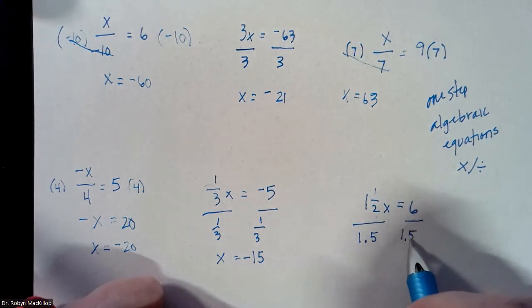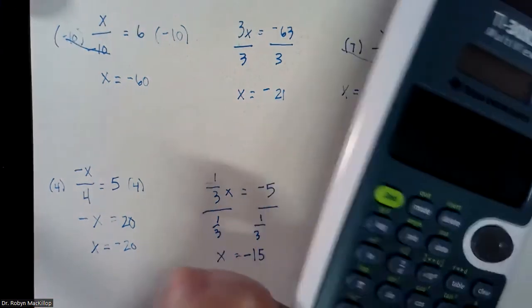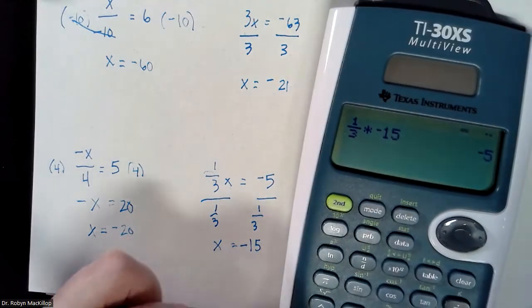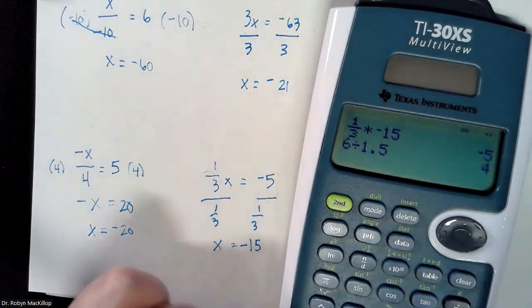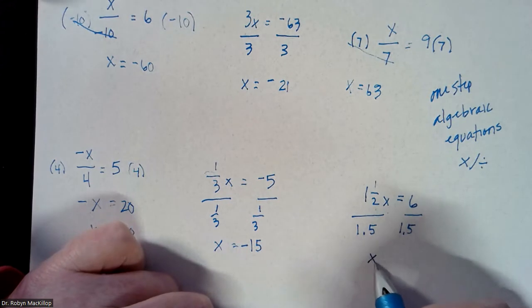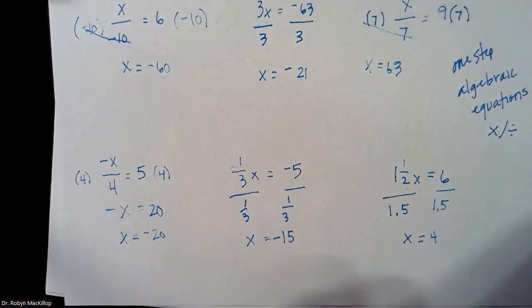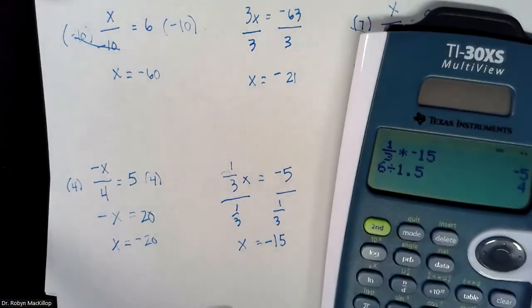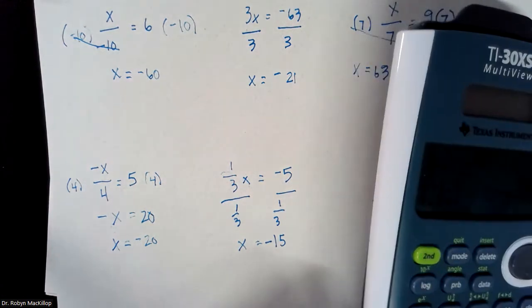We're going to divide out 1.5 in both places, and 6 divided by 1.5. That's easier to do. 6 divided by 1.5 is 4. So this side was x, and this side is 4. And then we can double check. 1.5 times 4 equals 6. We did it right.